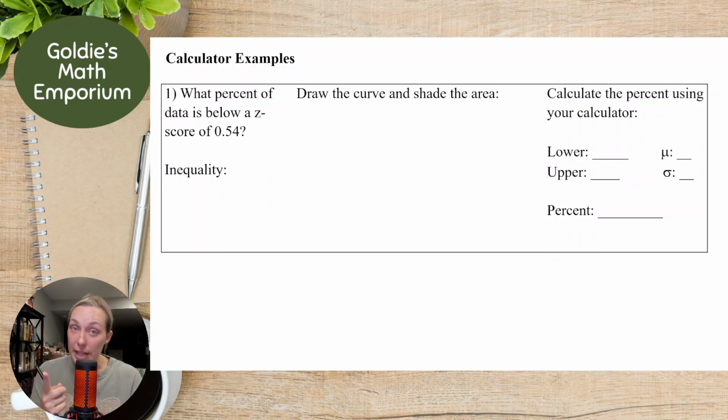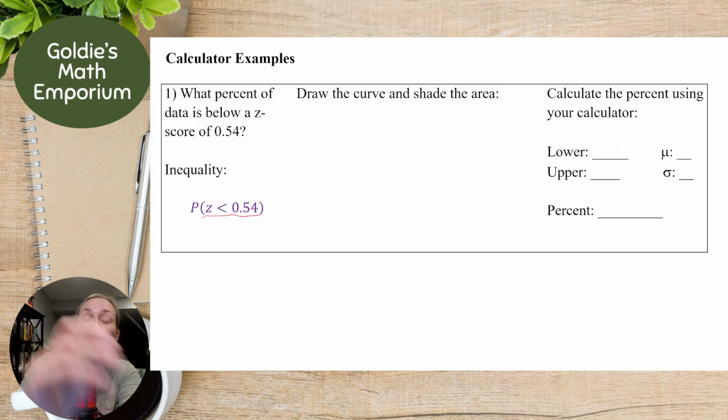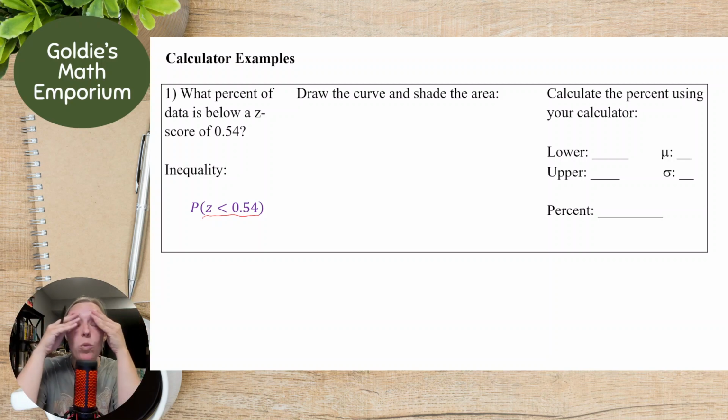First, let's write the notation in terms of the problem that we're trying to find. As an inequality, we are trying to find the percent of data that is below a z-score of 0.54. So this is what that problem is going to look like: P, and then in parentheses, Z less than 0.54, saying what percent of z-scores are below 0.54.